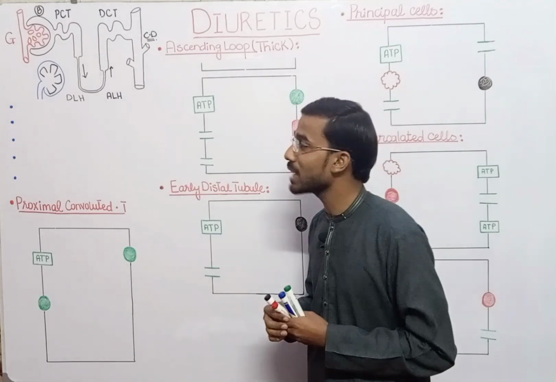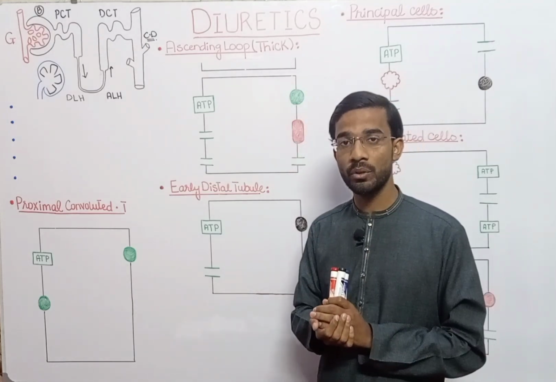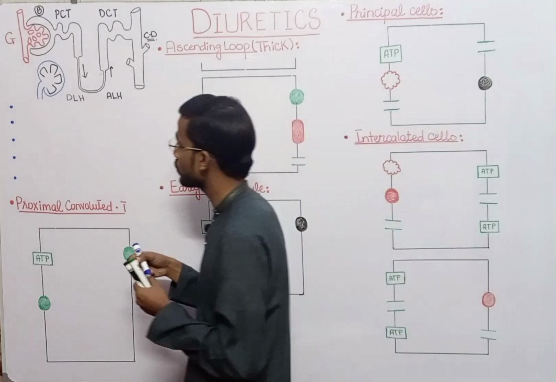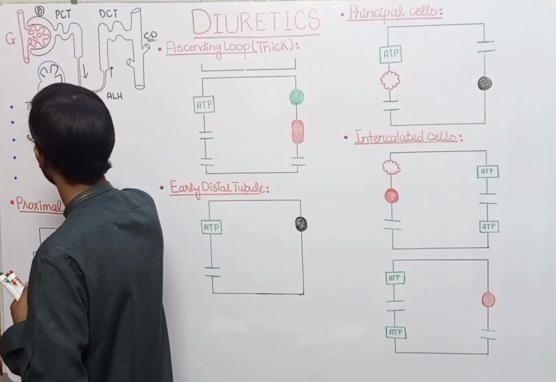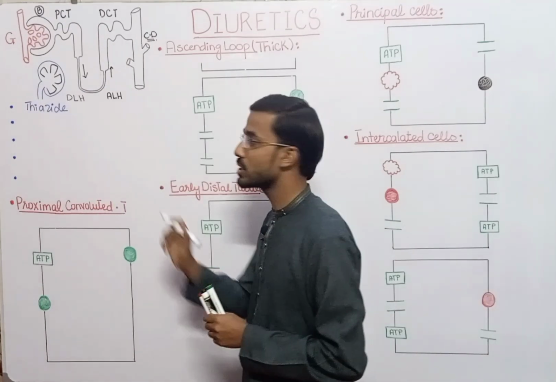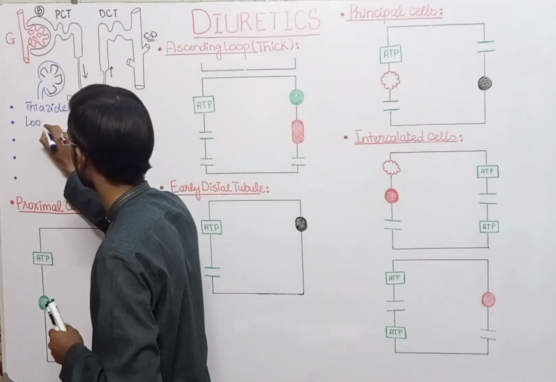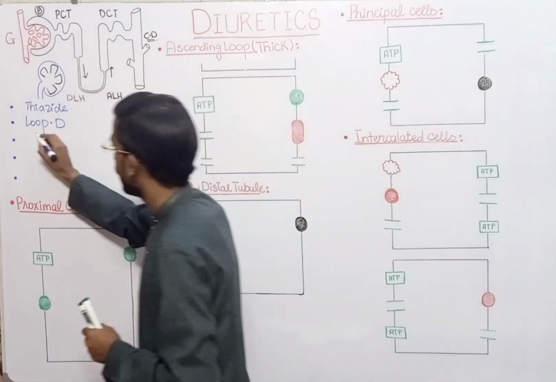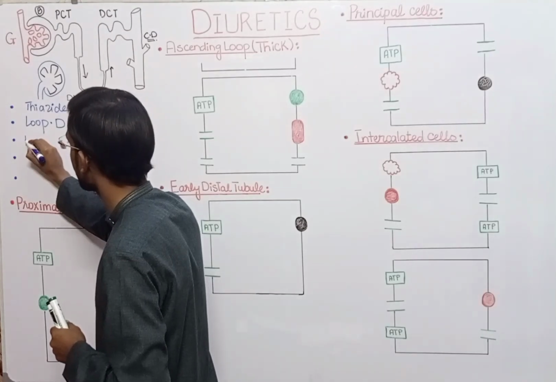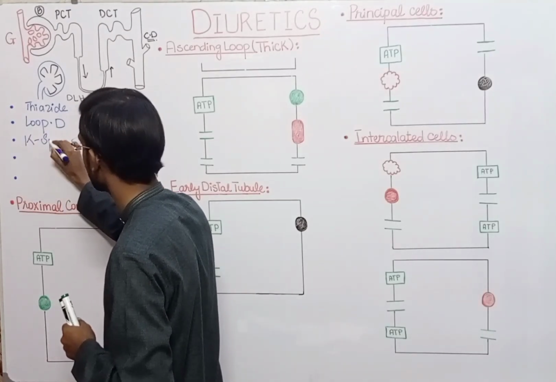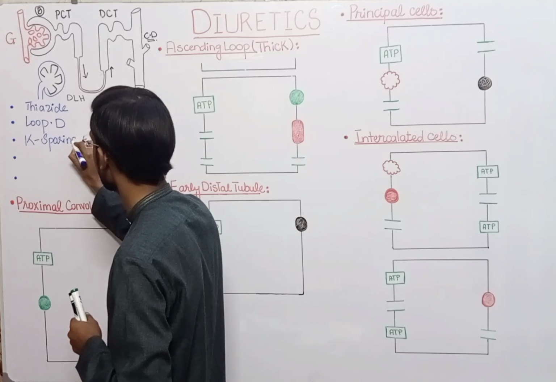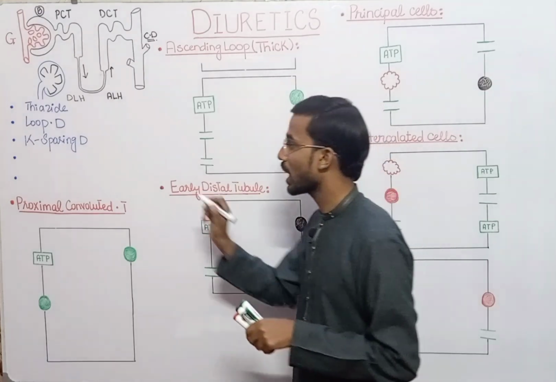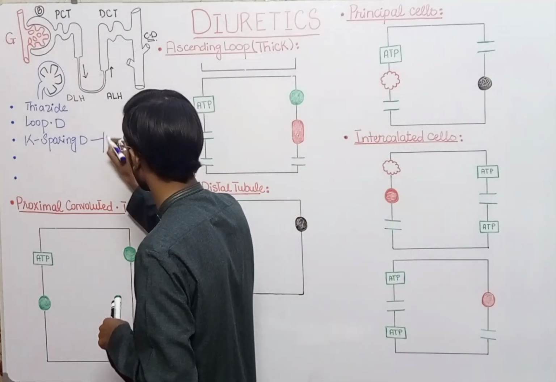We categorize the diuretics into different classes. The first one is the thiazides. Next is the loop diuretics. And third one is the potassium sparing diuretics.